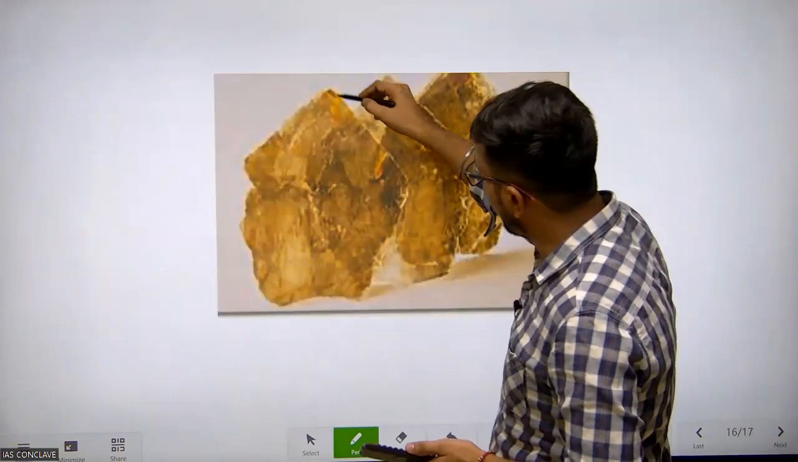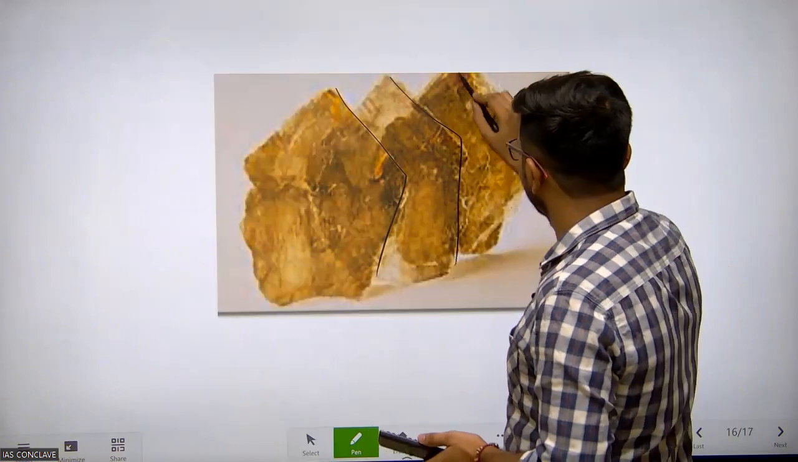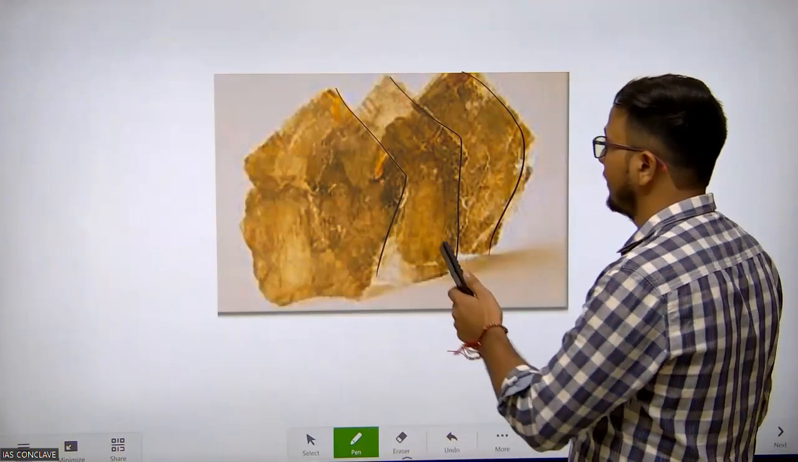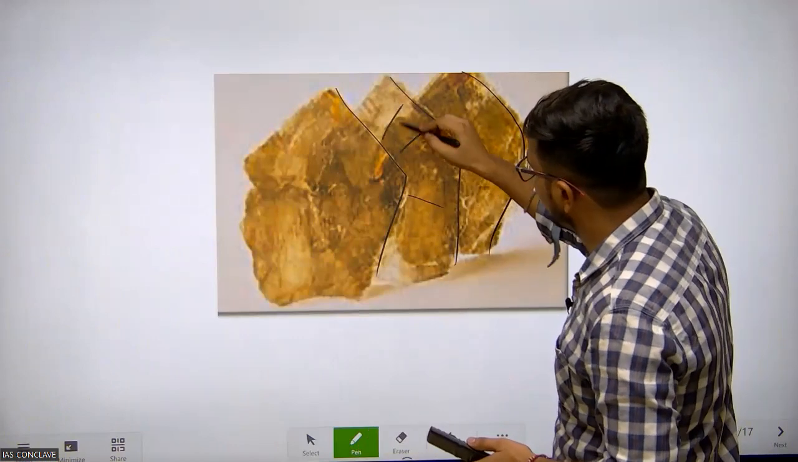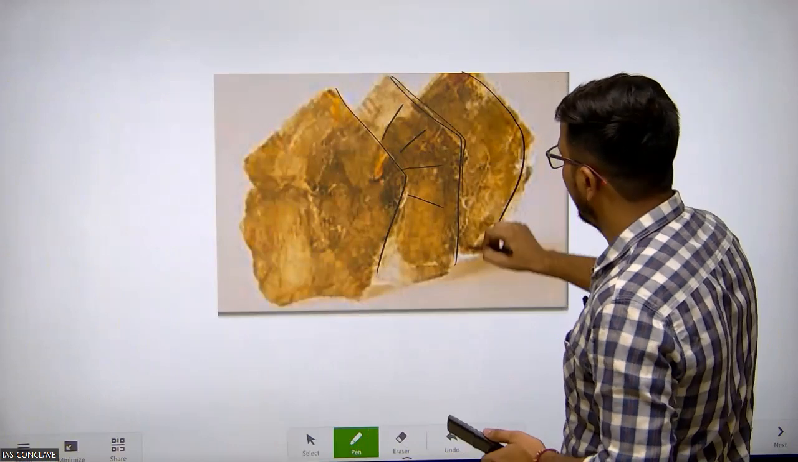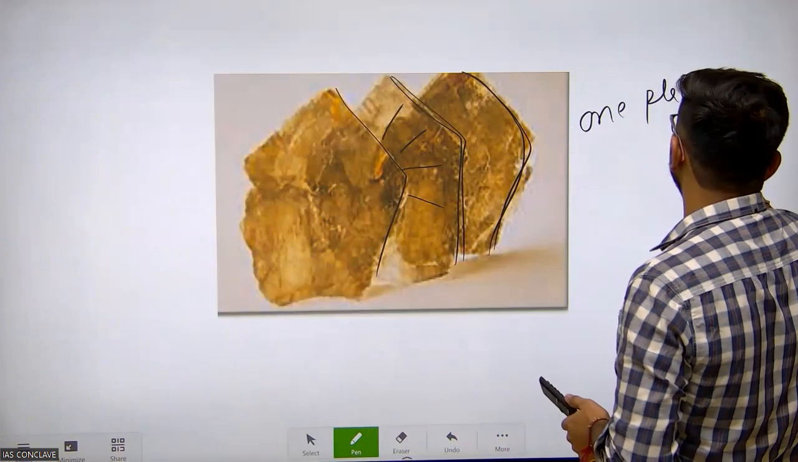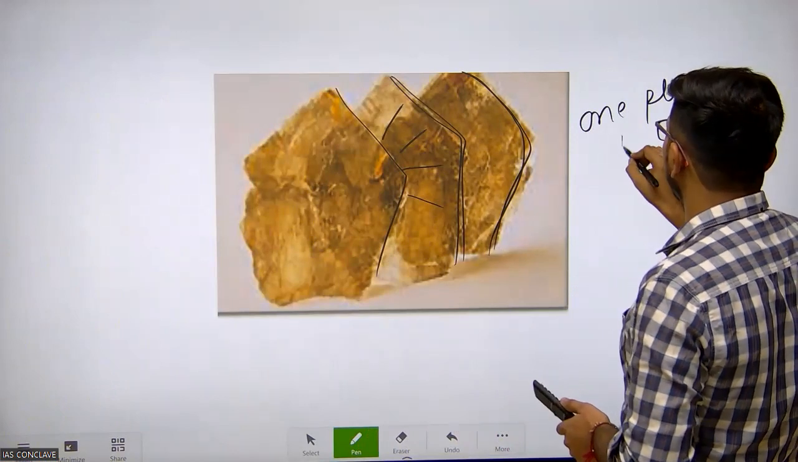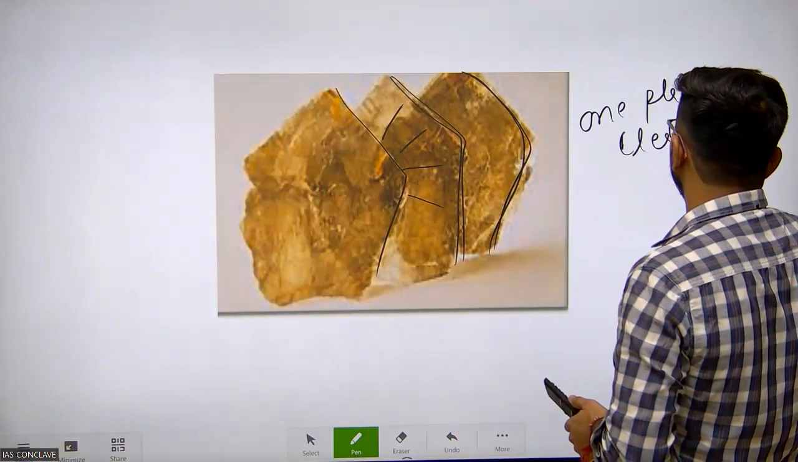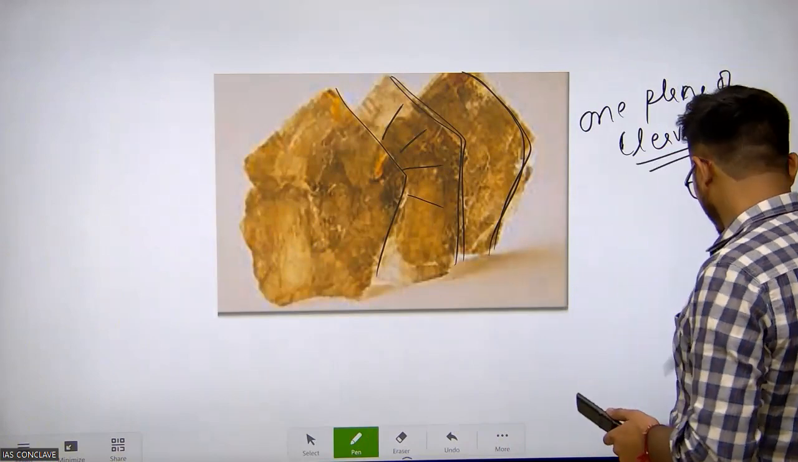Because they have a sheet structure, and in the sheet structure they have one plane of cleavage.